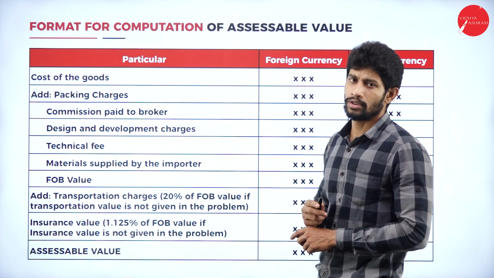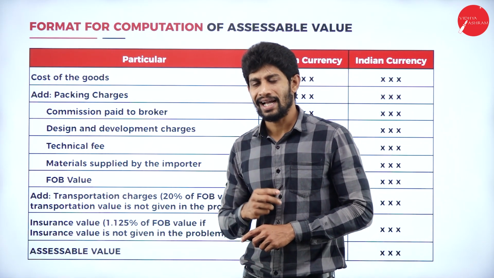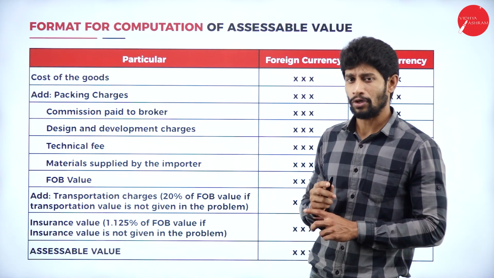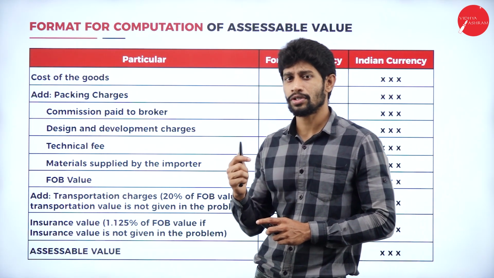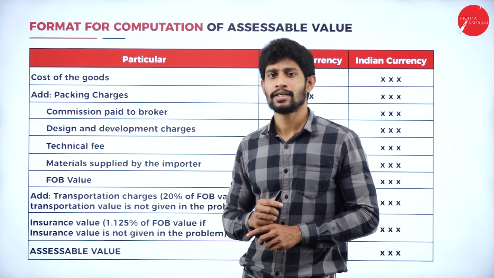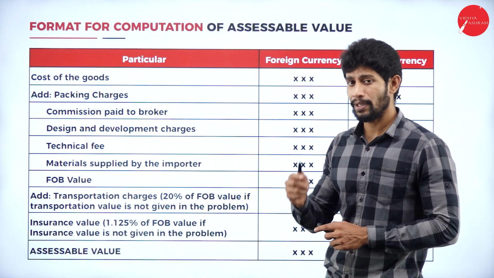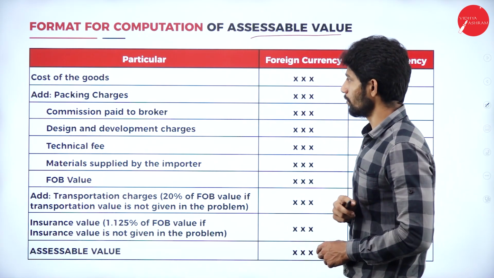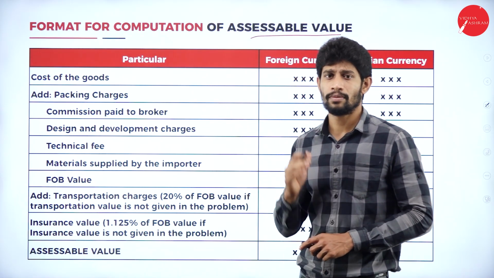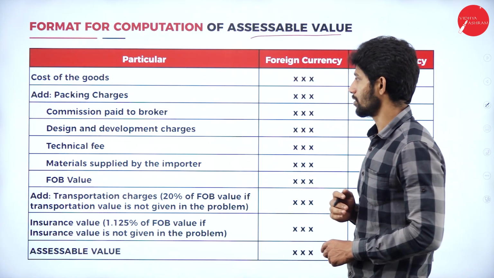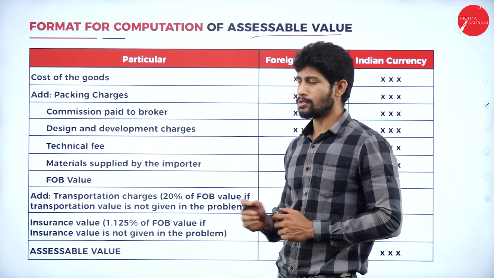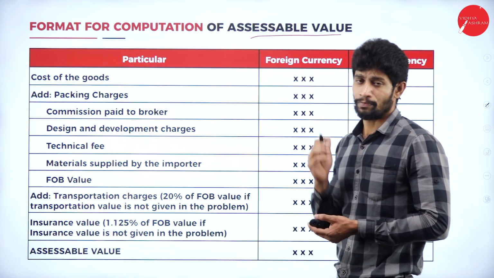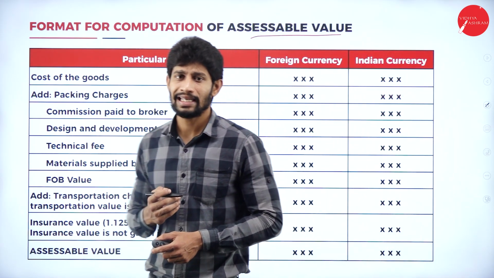So moving on to know the format for computation of assessable value. In this particular problem, we are supposed to solve the problem based on two formats. One is computation of assessable value, another format is computation of customs duty payable. In the computation of assessable value, we are supposed to make three columns: particulars, foreign currency and Indian currency.